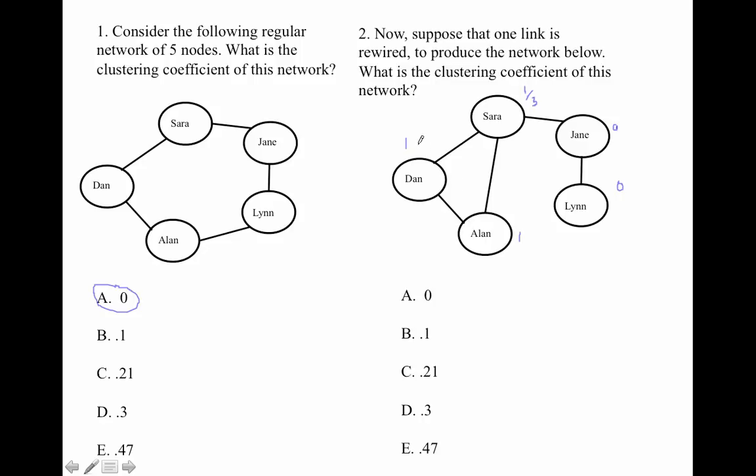Now, if you take the average of 1, 1, 1/3, 0, and 0, you get 0.47. So that's the answer here.